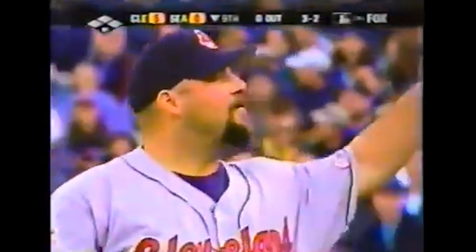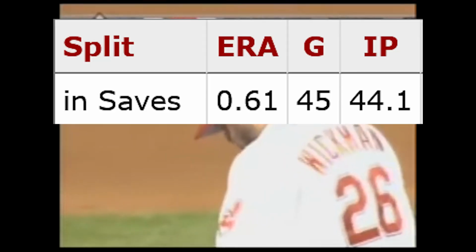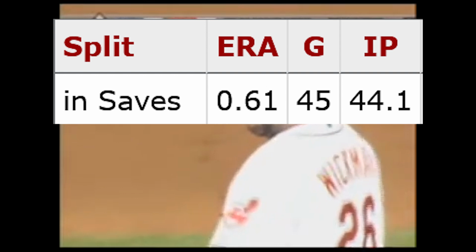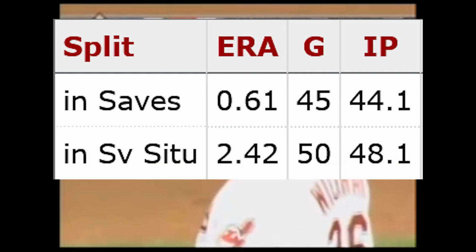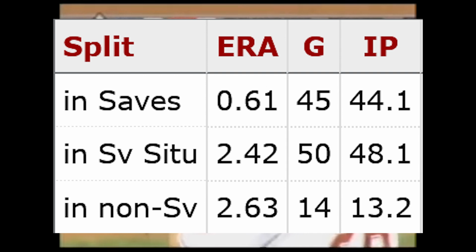If Wickman's ERA and FIP difference isn't due to a handful of games that skewed it, why is it still a huge difference? Was he simply just not a great pitcher, but somehow got lucky time and time again? Honestly, yeah, that's pretty much it. I looked at Wickman's splits and saw something unusual. In games where he earned a save, he had a 0.61 ERA. In save situations, a 2.42 ERA, and in non-save situations, a 2.63 ERA.